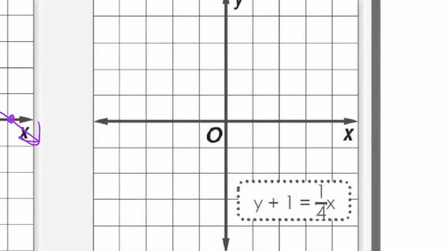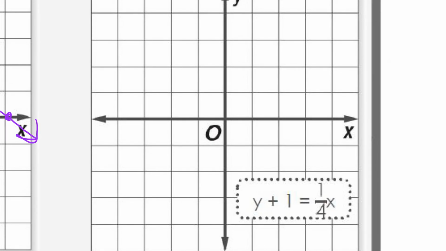If we go over to this one, now this one's a little bit trickier because it's not in y equals mx plus b form. So first, we need to subtract 1 from both sides. We're left with y is equal to 1 over 4x minus 1. Now we can plot our y-intercept at negative 1, and we're going to use our positive slope. We're going to go up 1 over 1, 2, 3, 4.